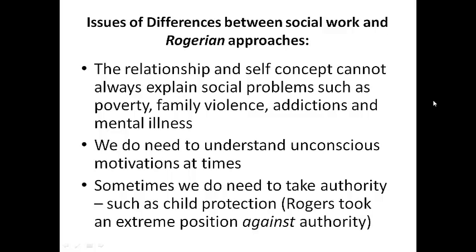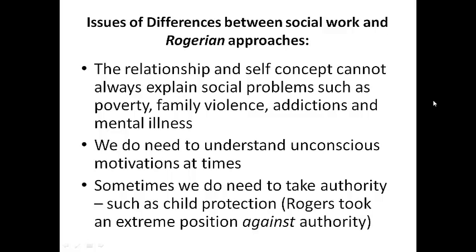There are issues of difference between social work and Rogerian approaches. The relationship and self-concept cannot always explain social problems such as poverty, family violence, addictions, and mental illness. We have to look beyond the self and look at the environment. We also need to understand unconscious motivations at times. What is motivating this person internally to, say, perhaps self-destruct or get themselves in relationships that may not be healthy for them?